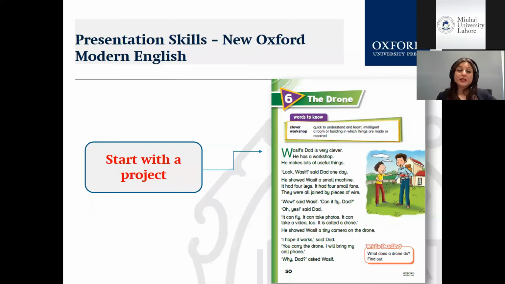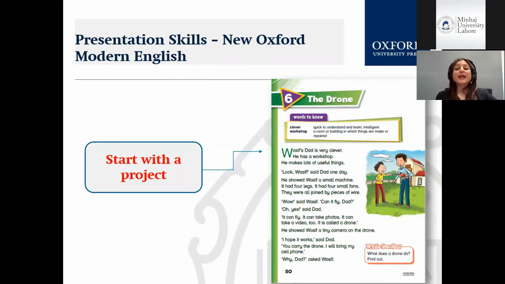Or you can give them projects to do. So here, for example, we've got a page with the title, The Drone. What is a drone? And how do we make a drone? Can it fly, Dad? He asks. Oh, yes, says Dad. Here you can teach them how to punctuate dialogue. जब बोलना शुरू करते हैं तो speech marks open. बोलना बंद किया, speech marks closed.